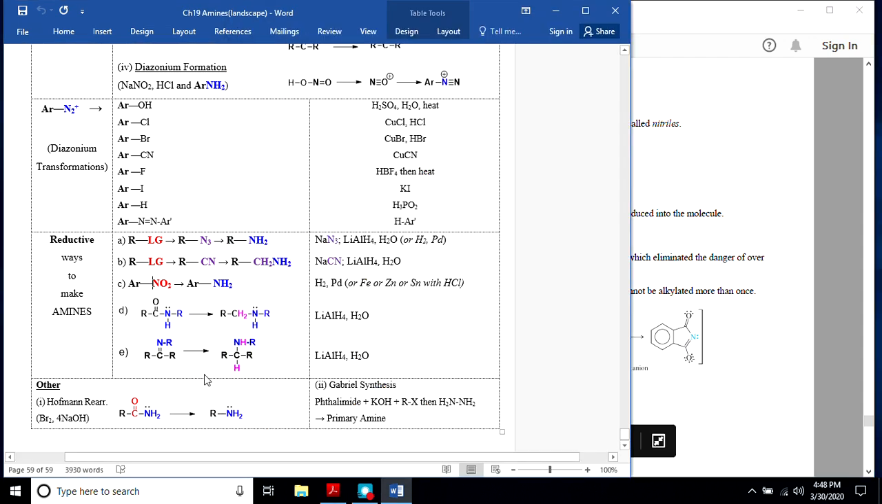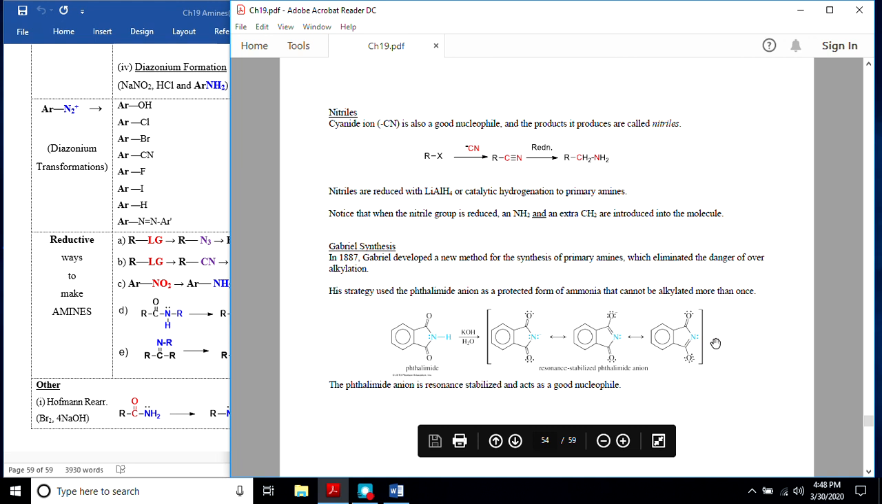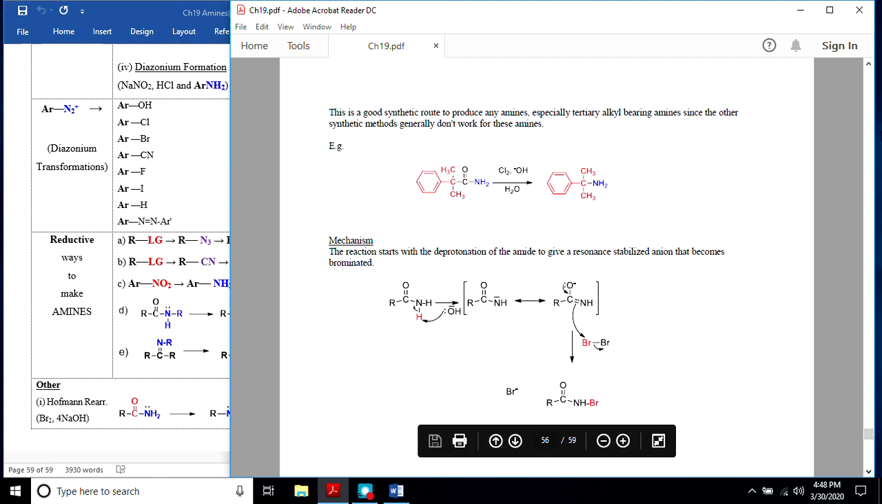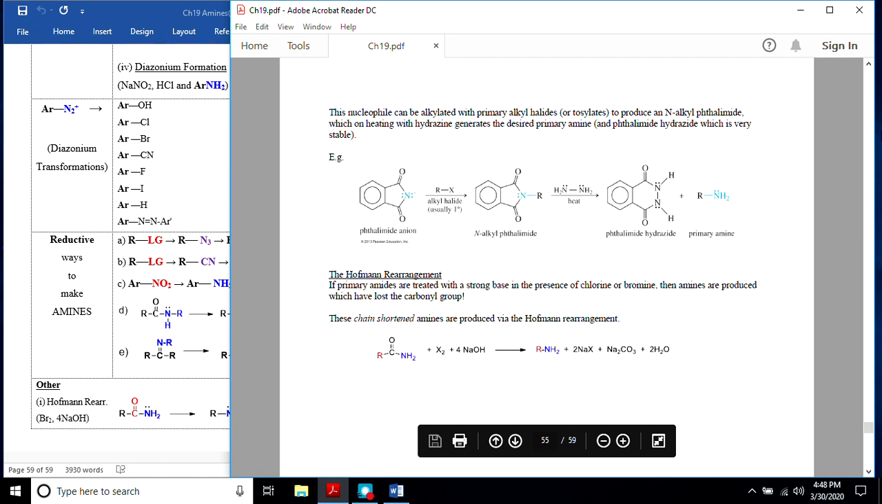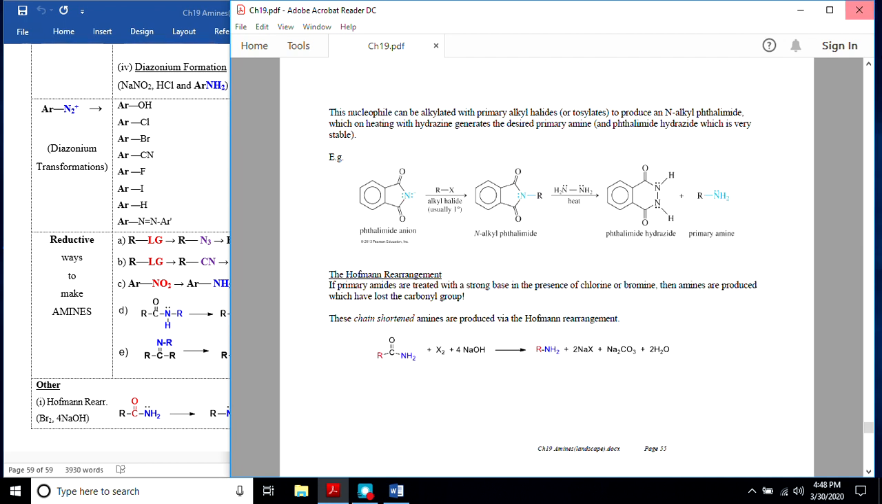And then the last two reactions are kind of miscellaneous reactions. We have them summarized at the bottom. The Gabriel synthesis is a way to make primary amines. So you essentially take this, deprotonate, then alkylate, and then liberate your amine.